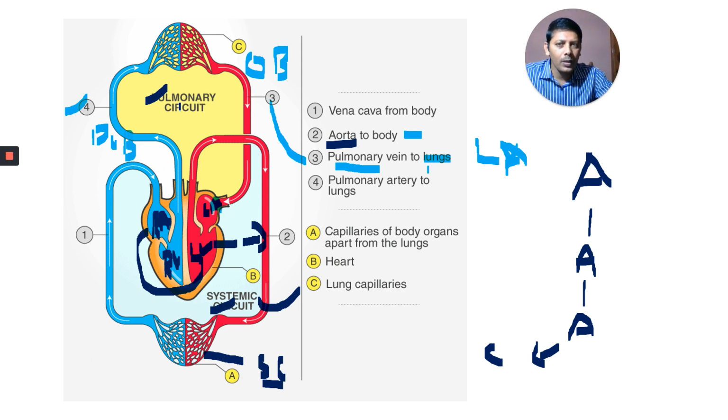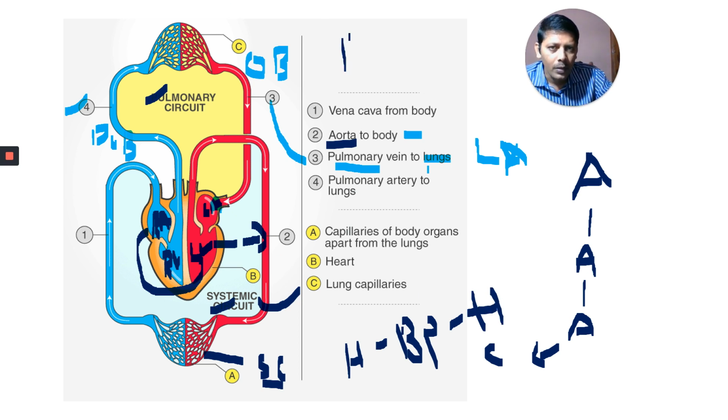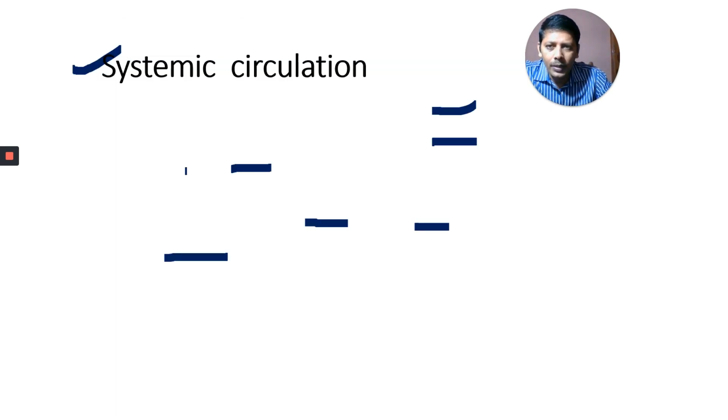This is carrying blood to the lungs and from the lungs to the heart, and again from lungs to heart. Here, heart to body parts, again from body parts to heart. This is the systemic circuit. Here, from the heart going to the lungs, again coming to the heart. This is the pulmonary circuit.